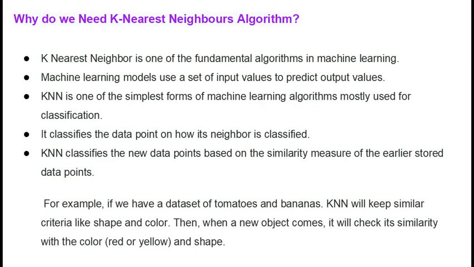Next, why do we need KNN? KNN is important because it follows a very natural concept of similarity. Instead of building a complex model, it simply compares a new data point with existing ones. For example, if you have fruits like tomatoes and bananas, we can classify them based on features such as color, size, shape, etc. When a new fruit is introduced, KNN checks which existing fruits it is most similar to and classifies it accordingly.